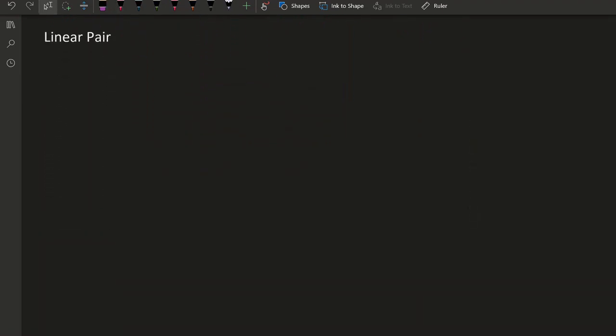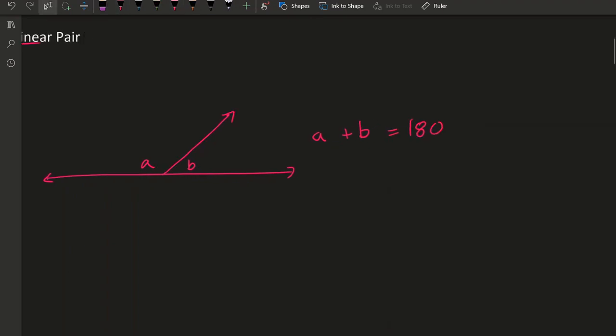The next item on the list is a linear pair. Linear, keyword there is line. So if I have a straight line or a straight angle which measures 180 degrees, if I split that into two angles, regardless of how I split it, now I have two angles A and B, and I can now say that angle A plus angle B is equal to 180, and the reason that I can say they add up to 180 is because they are a linear pair.